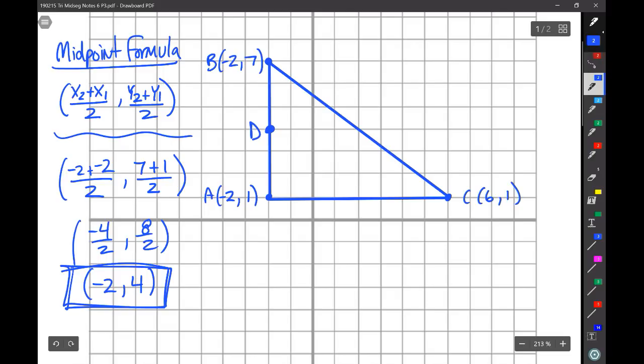So, of course, the midpoint for AC is right here at 2, 1. We'll call that E. And again, you can see, look, that's 1, 2, 3, 4, and 1, 2, 3, 4. Clearly, that's the halfway point of that one.